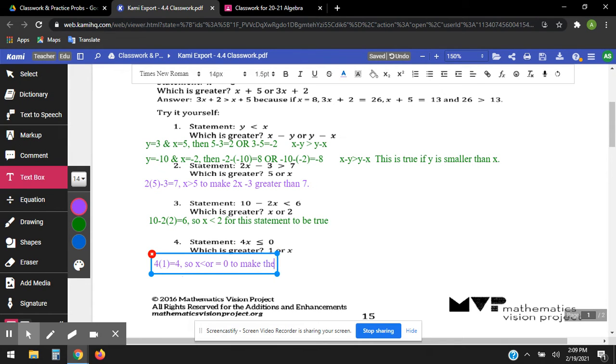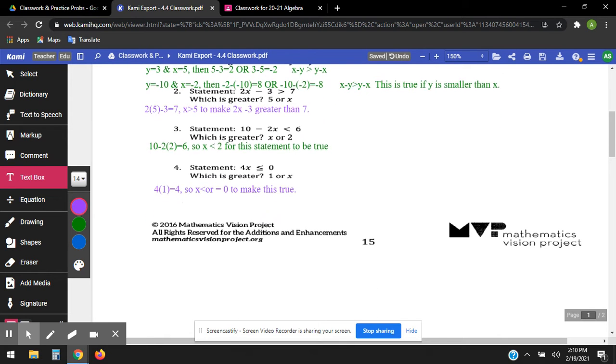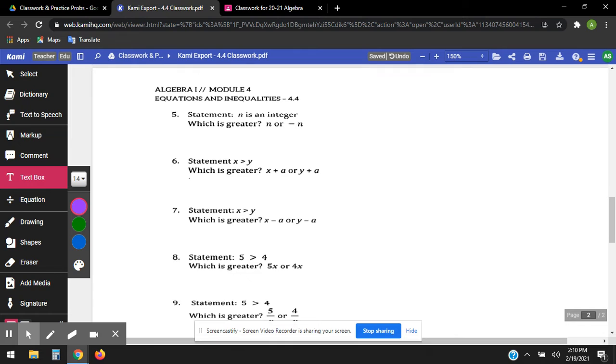0 to make this true. Because even 4 times 1 doesn't work. 4 times a half still doesn't work because that's still a positive number. So it really has to be 0 or a negative to make that one true. All right, next one. 5.